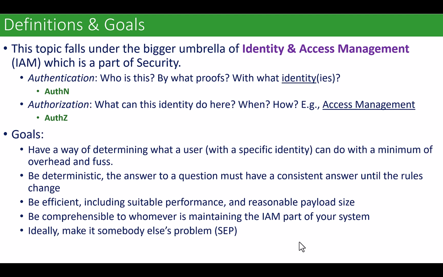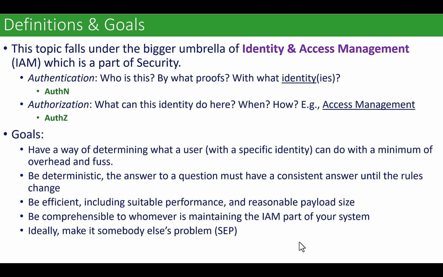From a goals point of view, you want to have a way of determining what a user can do with just a minimum of overhead and fuss. You want to be deterministic. So if the rule set hasn't changed and I asked a question again and again and again, I must always get the same answer. And you'd be surprised how many authentication and authorization systems fail this simple requirement. And it's not a good thing. The things that are about security should be really deterministic. The answer to the question should never ever be it depends, because that's no good.